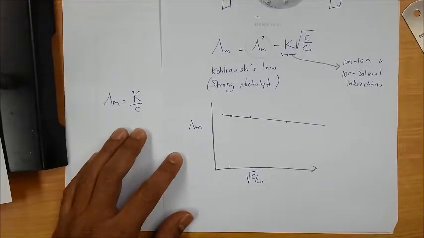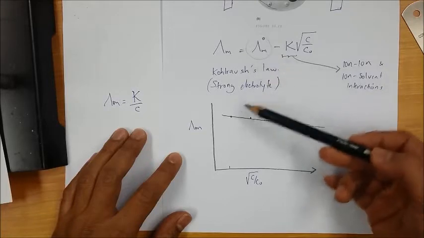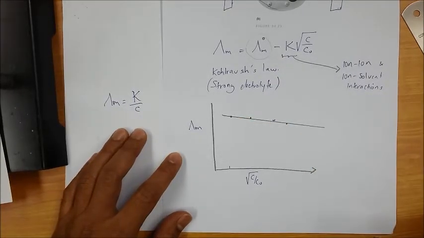The intercept would be the molar conductivity at infinite dilution. This is the molar conductivity when the concentration is reaching 0. It is almost impossible to measure this experimentally, so you can get this value by doing an extrapolation following Kohlrausch Law.